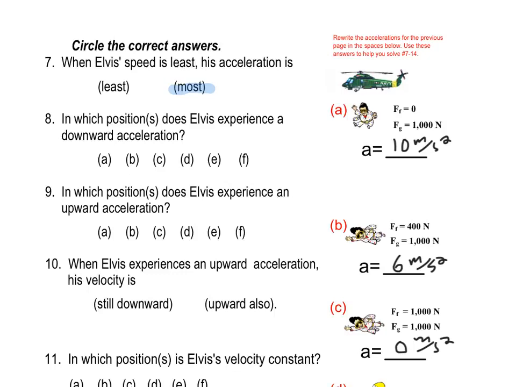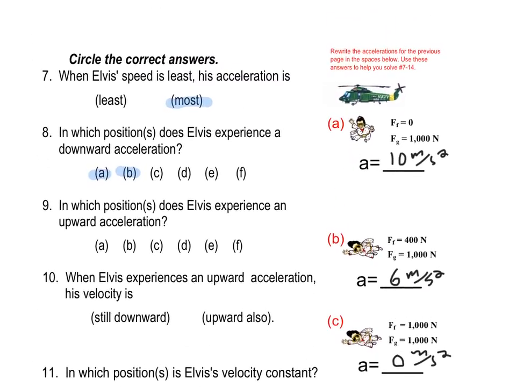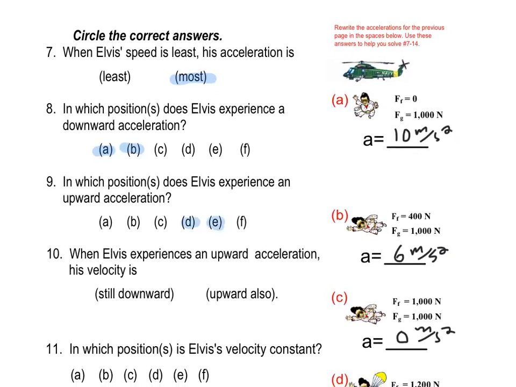Number 8 asks, in which positions does Elvis experience a downward acceleration? Since we define down as positive and up as negative, all we have to do here is look for when the acceleration is positive. Note that 0 meters per second squared is neither positive nor negative and is not going to have an upward or downward acceleration. It's just 0. So the answers for 8 are just A and B. Now 9 asks, when do you feel the upward acceleration? So look for when the acceleration is negative, and if we scroll down, we can see that that's going to be positions D and E and nothing else.